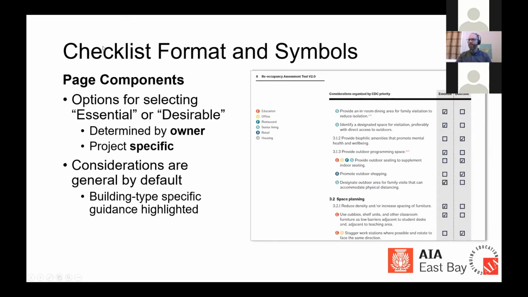I think I've already gone over this, the checklist format for symbols. And so the idea is that this is a PDF. It's kind of an interactive PDF, and so you can either print it off and fill it out by hand, or you can actually click on the checkboxes in there and use it as a tool, maybe some kind of charrette type tool when working with clients.